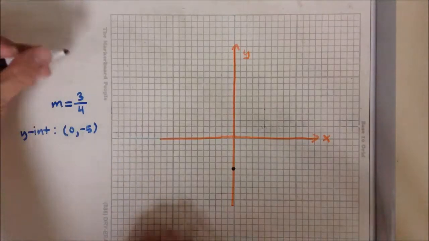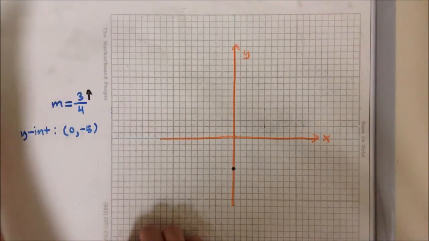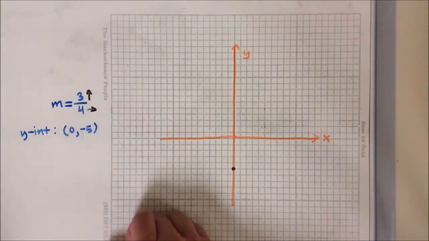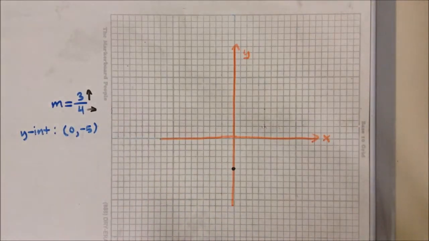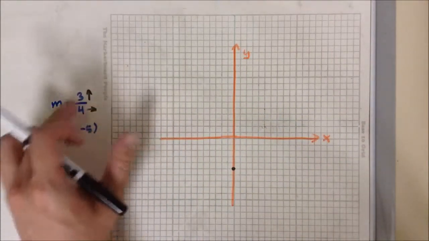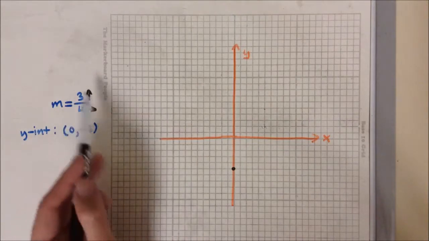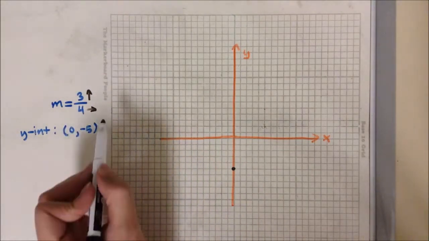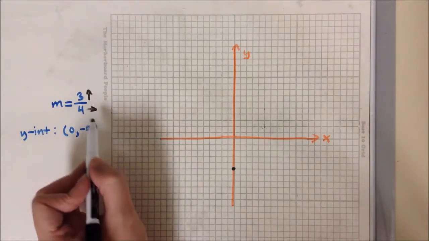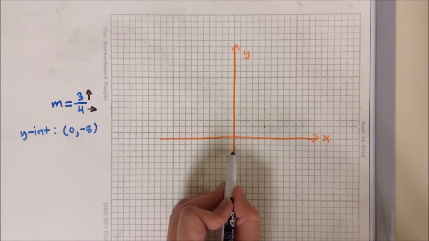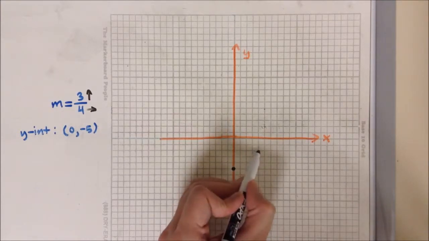Since the slope is positive, my numerator will go up 3 and my denominator will go to the right. I mentioned in the previous chapter that if you run out of space on the right side, you can always go opposite of the whole slope to find the points on the left side. So let's start with using these arrows, up 3, right 4. Starting with my y-intercept, up 3, 1, 2, 3, and then right 4, 1, 2, 3, 4.